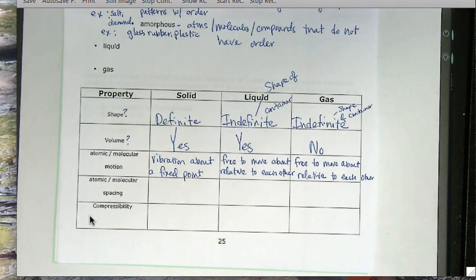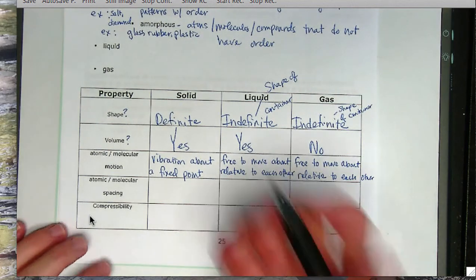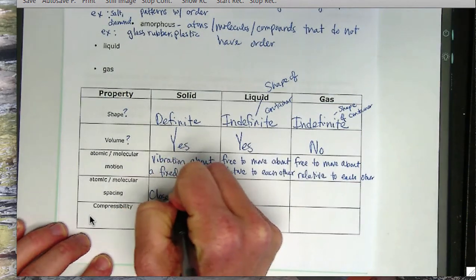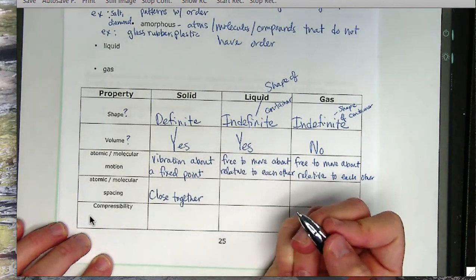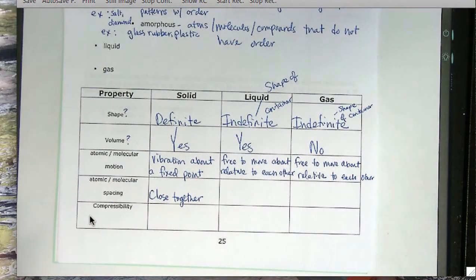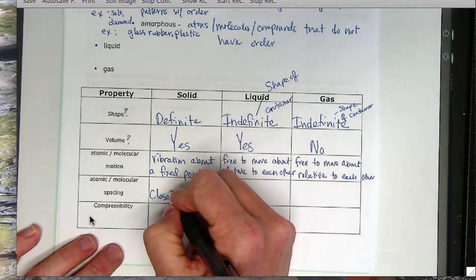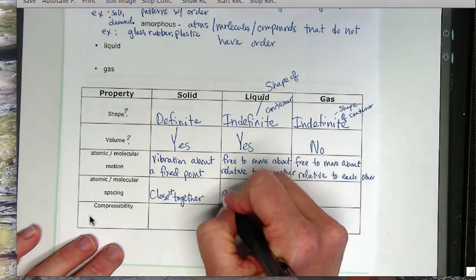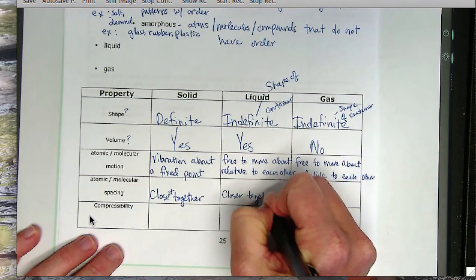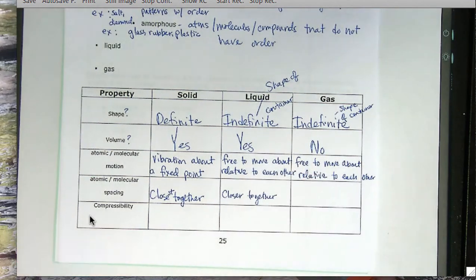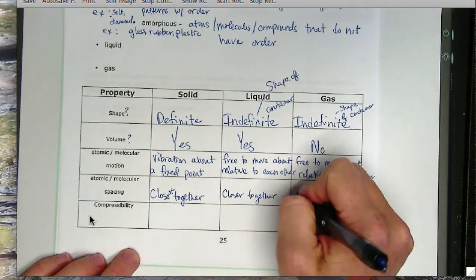Okay, so what do you think about the spacing in a solid, liquid, and a gas? Which one would be closest together? Which one would be farthest apart? The solid would be the closest. Yes, exactly. So solid is close together. A liquid is close together, not as close as a solid. So I'll put closest together for solid, closer together for liquid. What do you think about a gas? Far, they're very far apart.